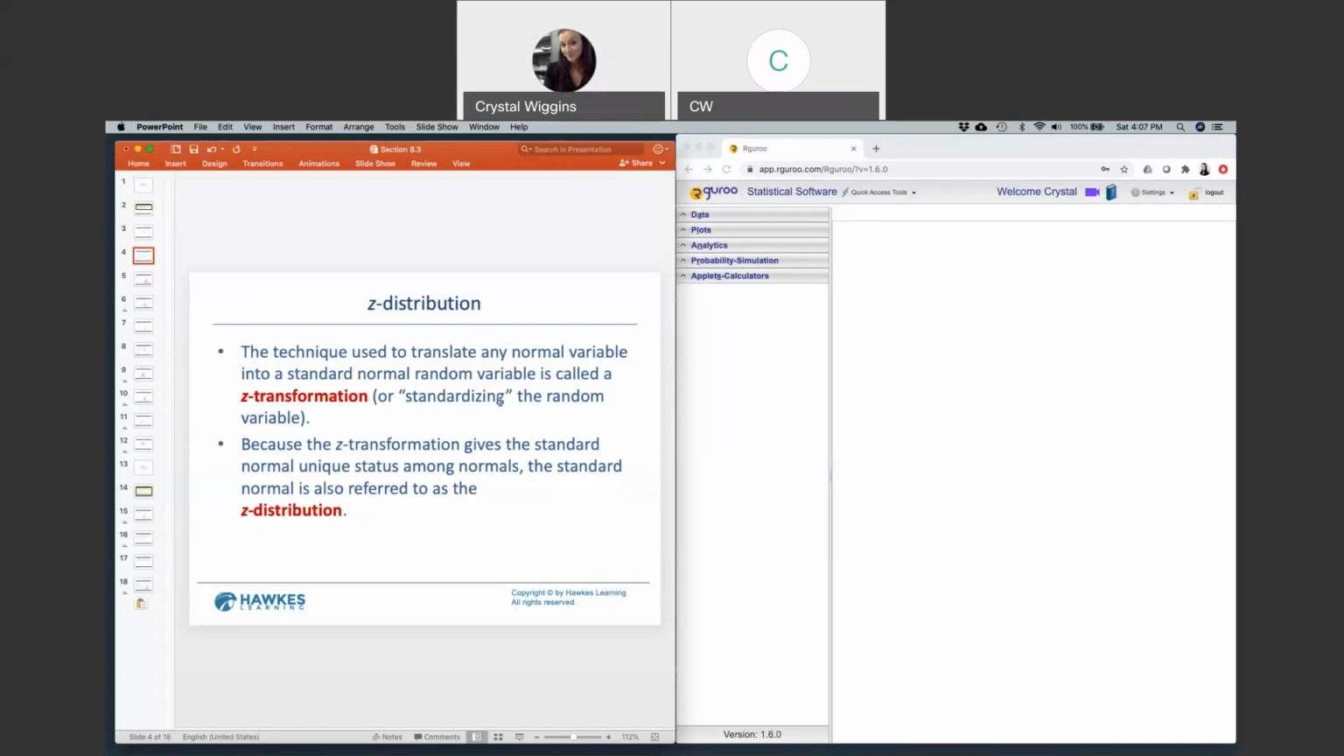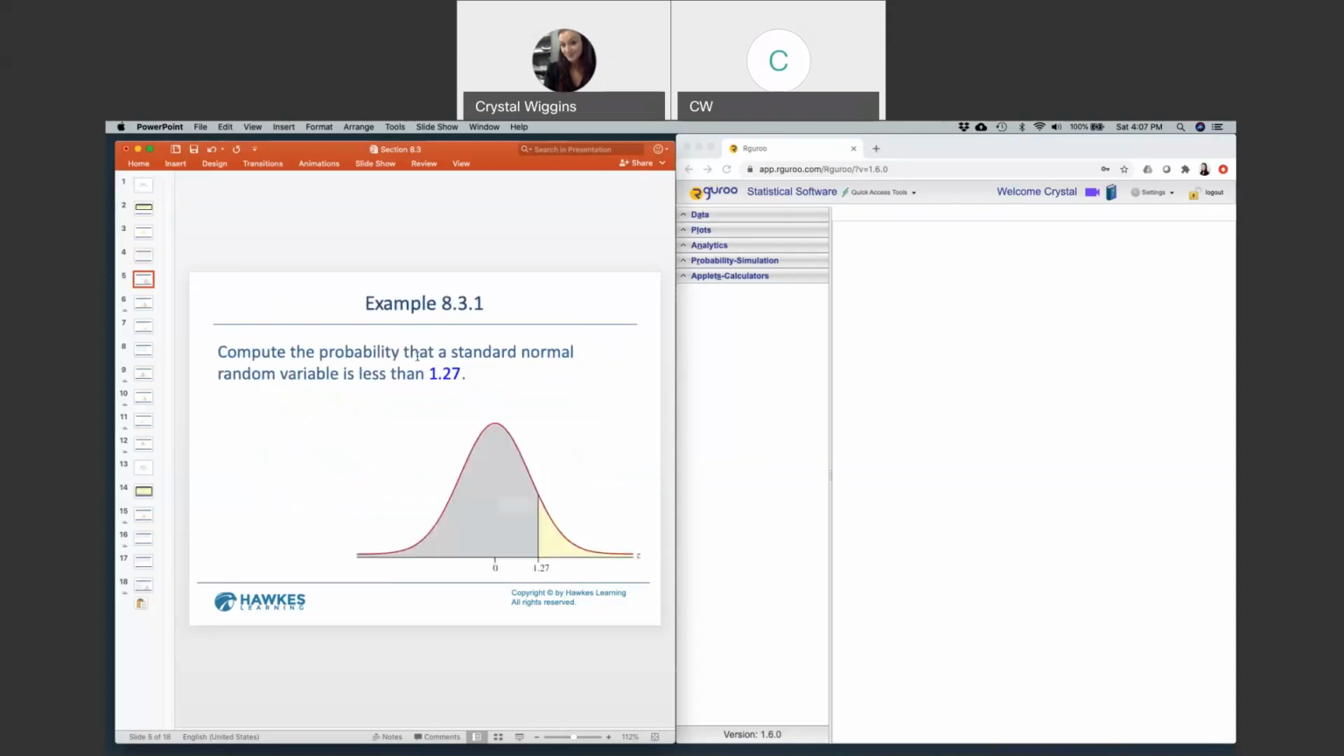And that's where this standard normal curve comes in. We are going to be able to take x variables with units and translate them into standard scores without units, allowing us to directly compare data values that are not from the same population and sometimes not the same in context. They don't have the same unit. Because the z transformation gives the standard normal unique status among normals, the standard normal is also referred to as a z distribution. Okay, so a z distribution or a standard normal curve, we're talking about the same thing.